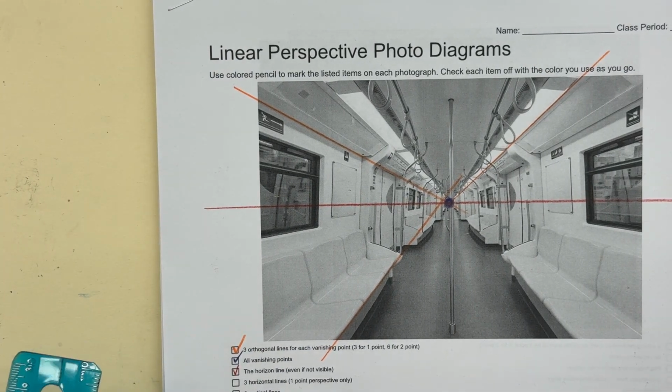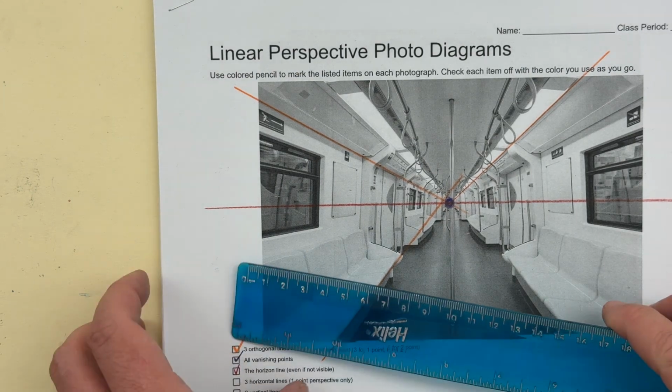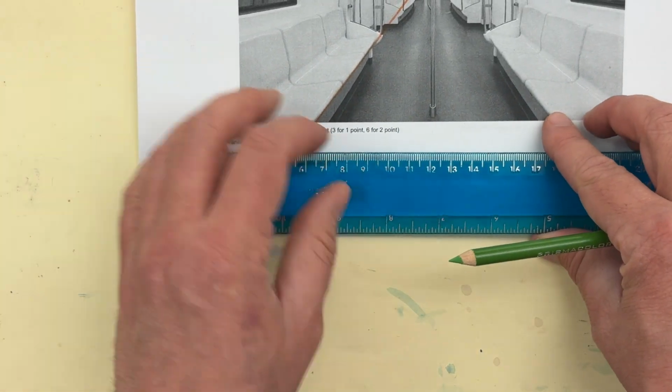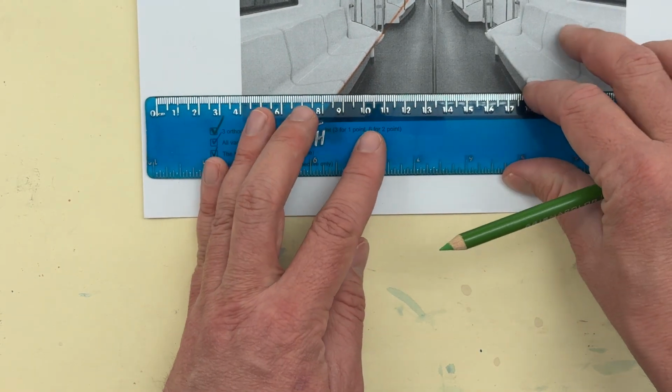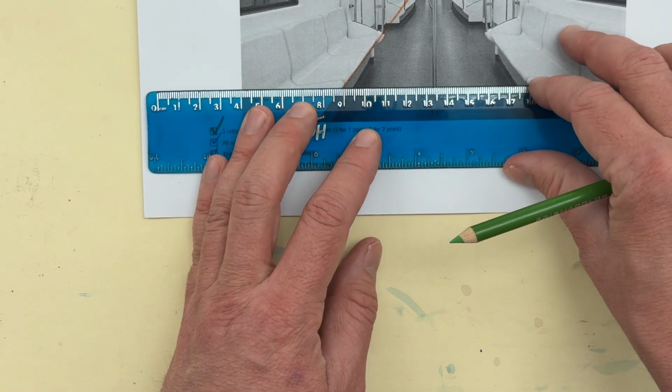So next we're going to use a green, and we're going to try to find 3 horizontal lines. So again, not everything's going to be perfectly horizontal. Sometimes you get a little bit of lens skew.